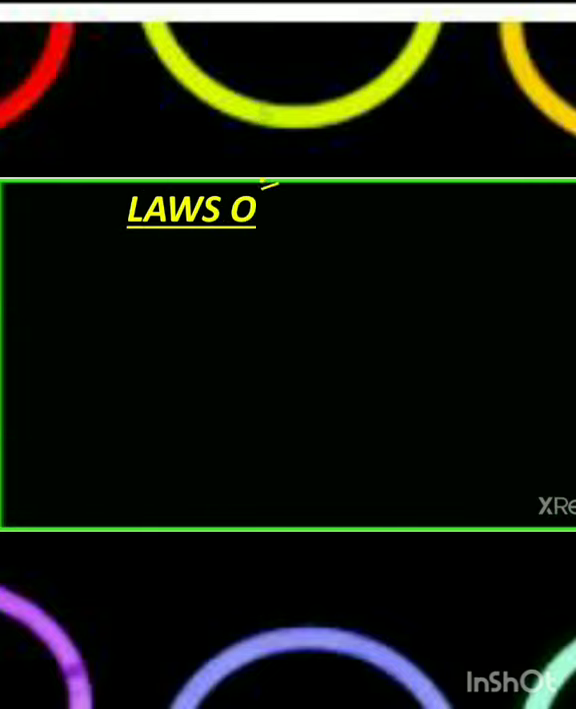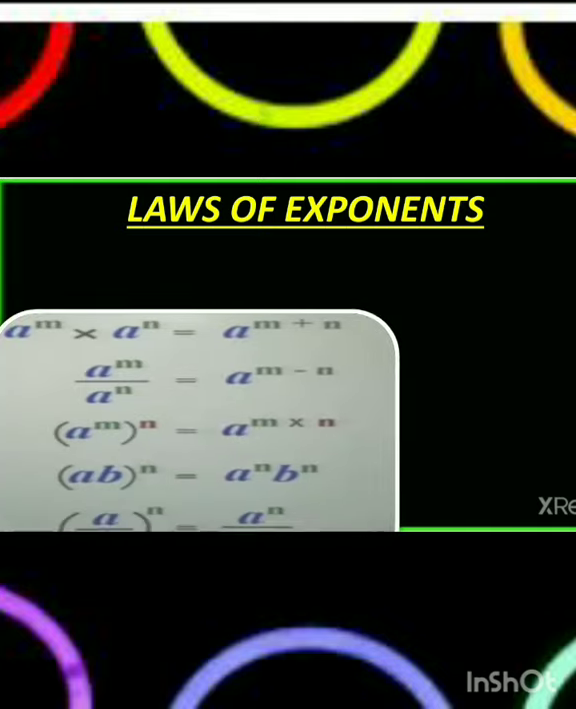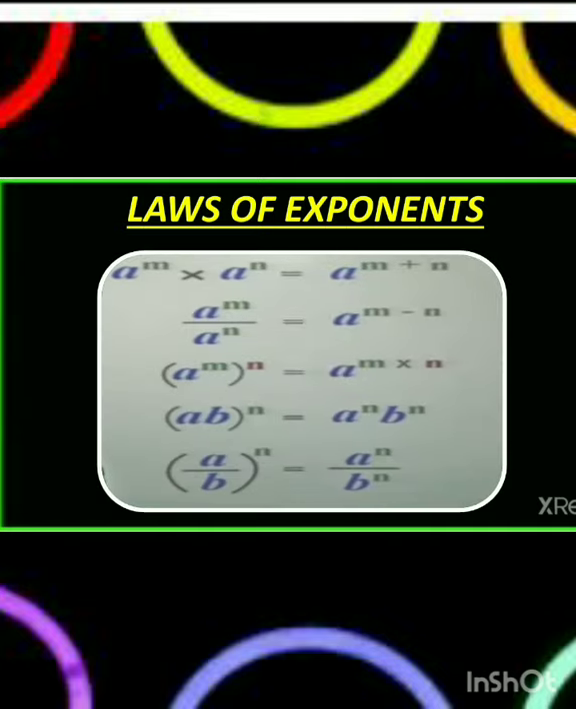Laws of exponents. We'll see the laws of exponents. A power m into a power n equal to a power m plus n. When it is multiplied, the power should be added. Then a power m by a power n, if it is divided, the power should be subtracted. That is a power m minus n. A power m the whole power n, the powers should be multiplied. A power m into n.